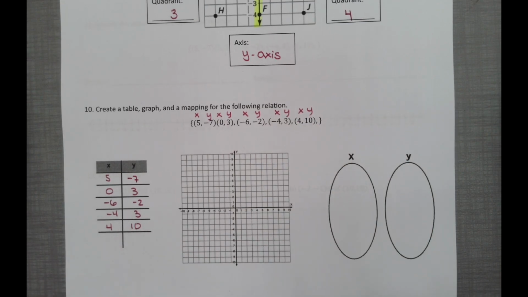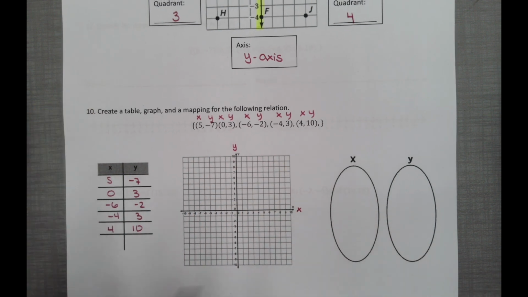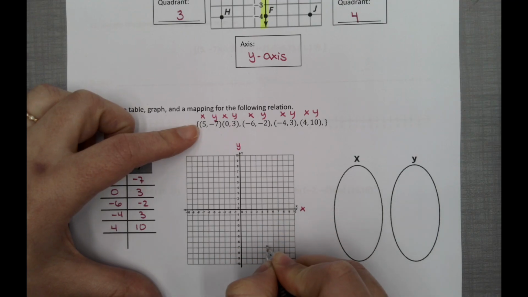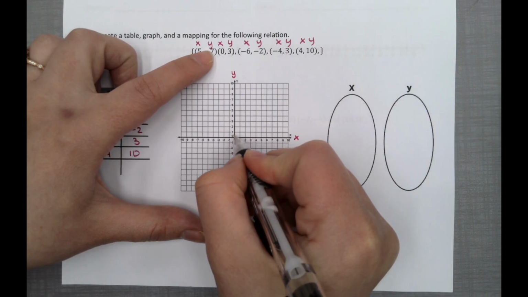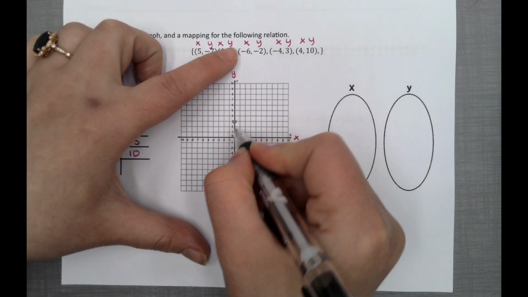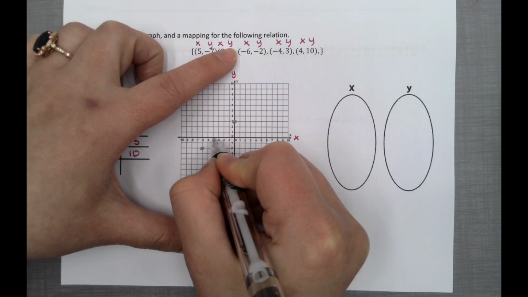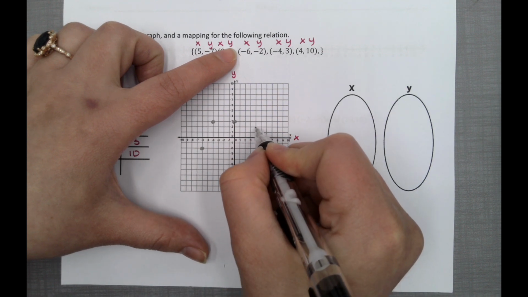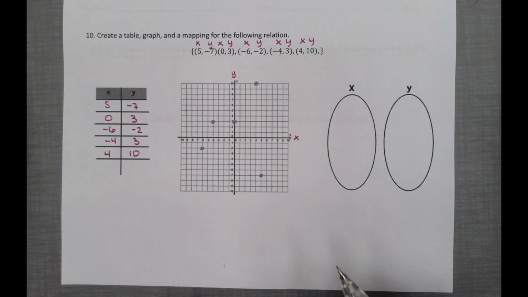For graphing, you're going to take a look at your x and y values. Remember, here's your x-axis, here's your y-axis, and you're going to find the point location for each one. These do not have letters like A, B, C, D, so we're just going to graph them. 5 and -7 goes down here. 0 on the x, 3 on the y. -6 and -2. -4 and +3, and +4 and +10. 1, 2, 3, 4, 5, 6, 7, 8, 9, all the way up here, 10. There's no other labeling that you need to do, just graph them.